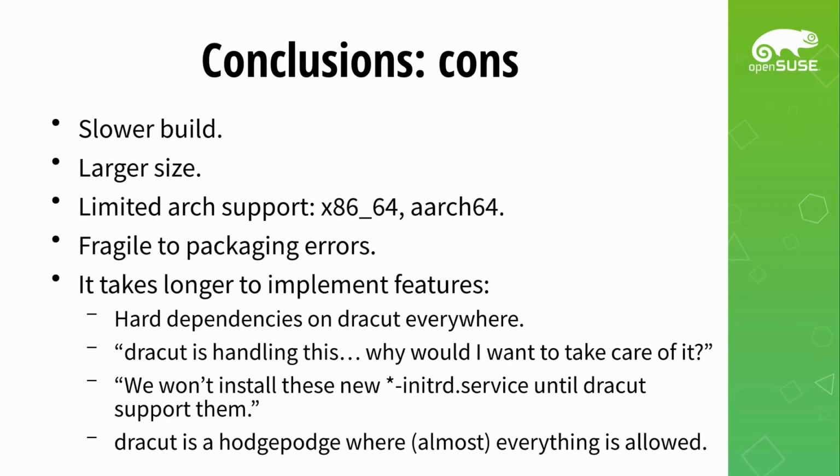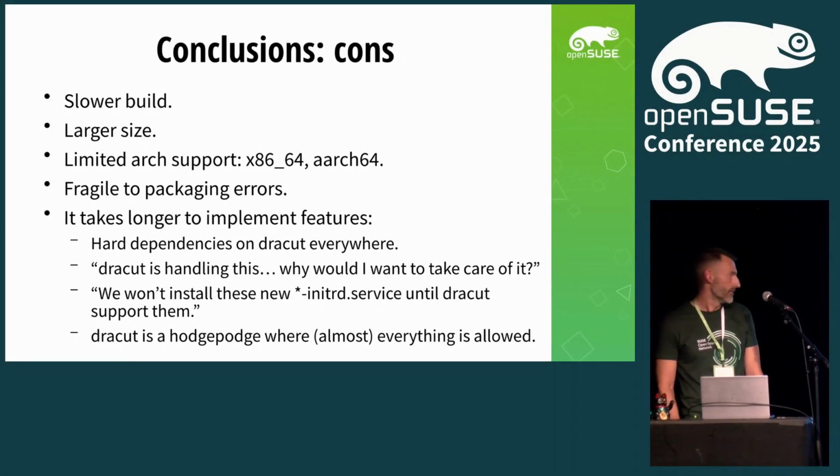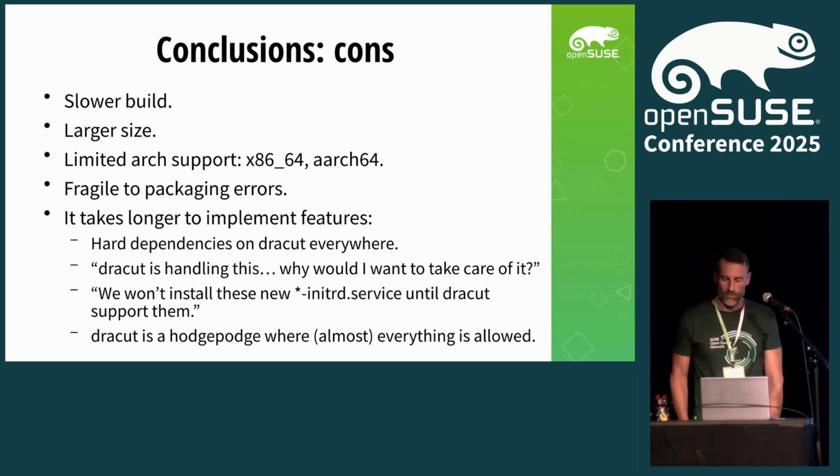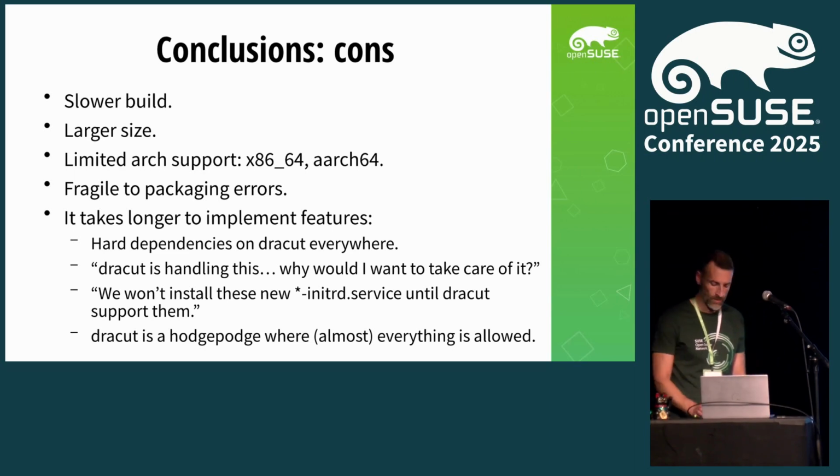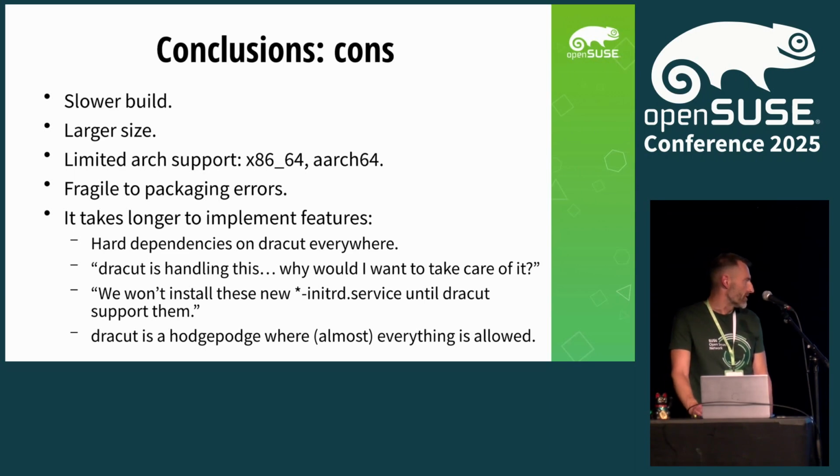Some upstreams can say, dracut is handling this, right? We are going to take care of it. Or we want to install these new upstream services until dracut supports them. I mean, dracut is a hodgepodge where almost everything is allowed. So it is very difficult to convince people to stop using it.